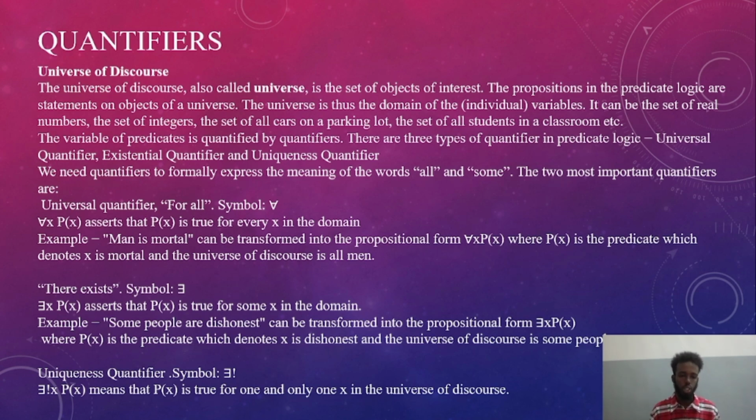The next one is the existential quantifier. For example, "some people are dishonest" can be transformed into the propositional form: there exists x such that P of x, where P of x is the predicate which denotes x is dishonest, and the universe of discourse is some people. Last but not least, the uniqueness quantifier. It looks like the existential, but it has an exclamation mark. It means that P of x is true for one and only one x in the universe of discourse. That's all from me. Thank you very much.